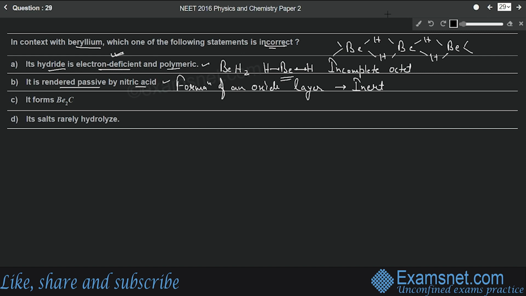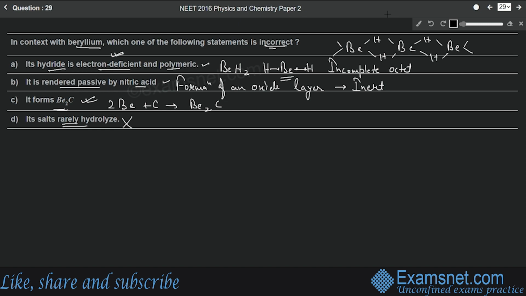Okay, now the third statement says it forms beryllium carbide. This is also correct. So let's see the reaction here. 2 beryllium plus carbon gives beryllium carbide. So this is a very simple reaction. Now we come to the last statement. It says its salts rarely hydrolyze. Now this is the incorrect statement because these salts can easily be hydrolyzed.